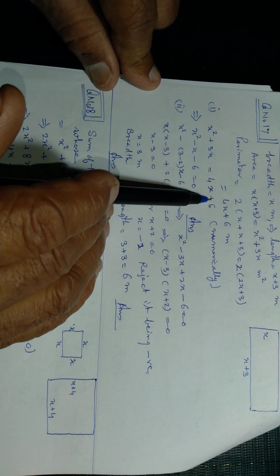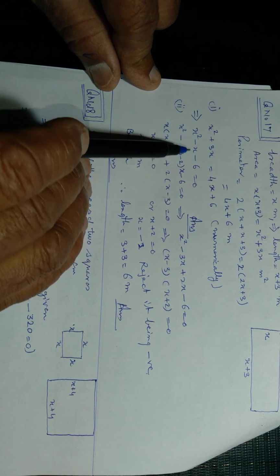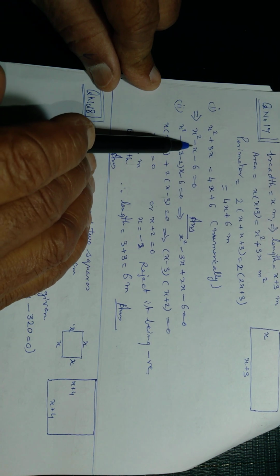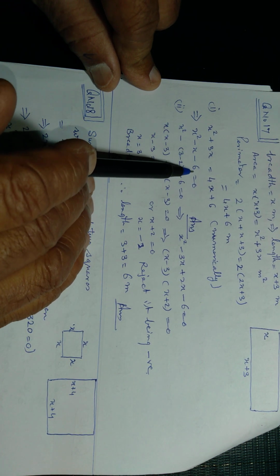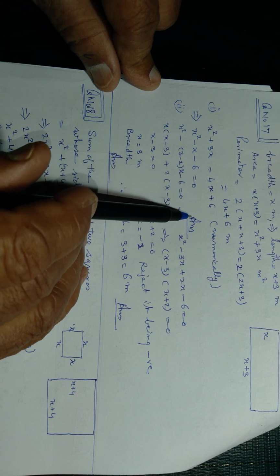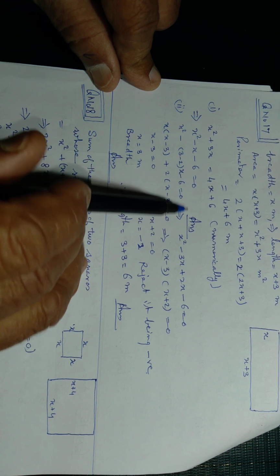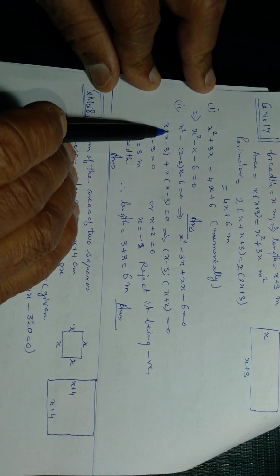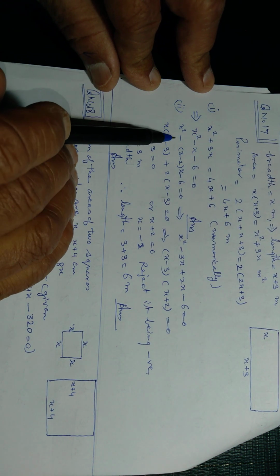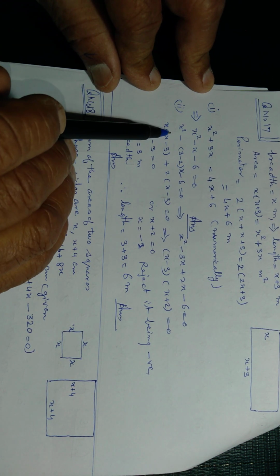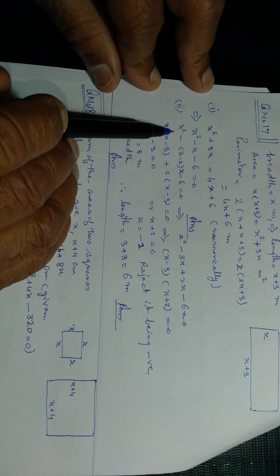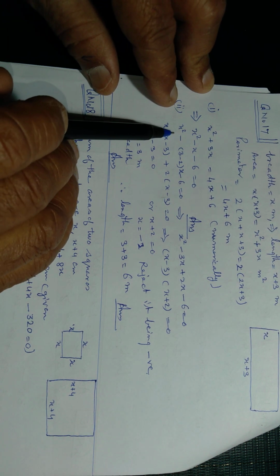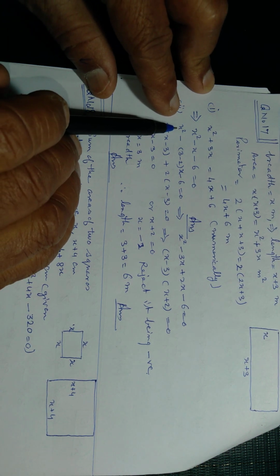Numerically these are equal as per the given statement. So x square minus x minus 6 will be the required quadratic equation. Second part, we have to find the breadth of the veranda. The value of x we have to find out here.